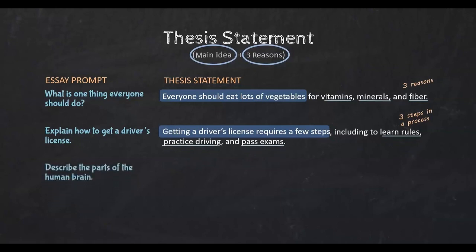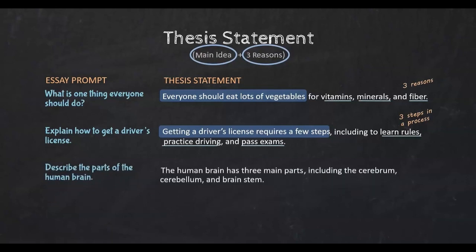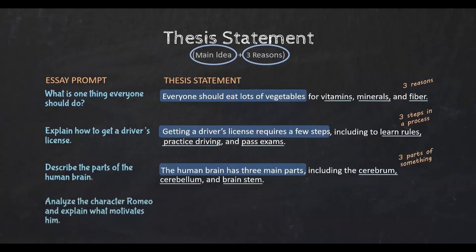Prompt 3. Describe the parts of the human brain. The human brain has 3 main parts, including the cerebrum, cerebellum, and brainstem. The main idea of this thesis statement is the human brain has 3 main parts. This thesis statement has 3 parts of something instead of 3 reasons. The parts are the cerebrum, cerebellum, and brainstem.